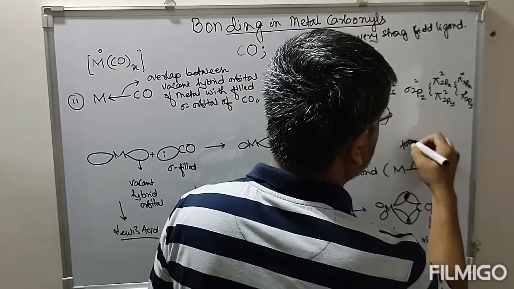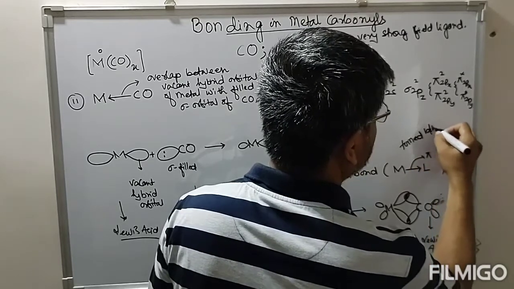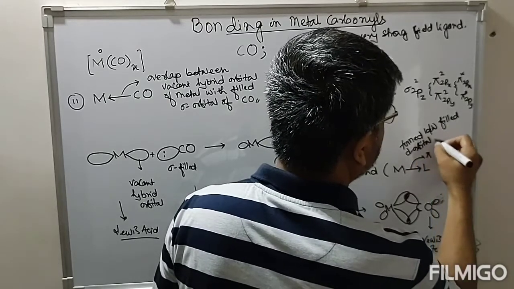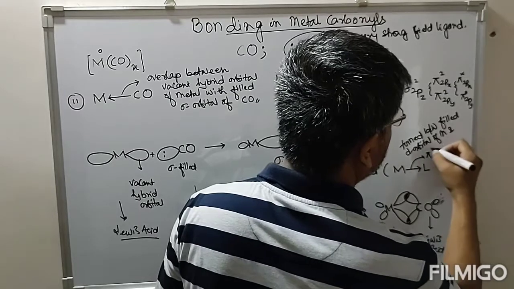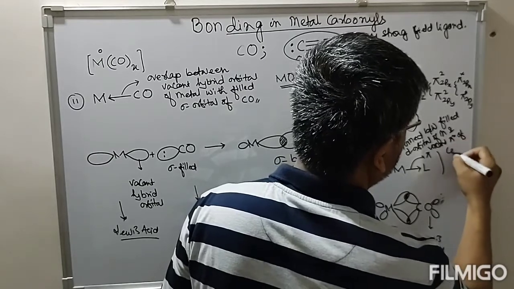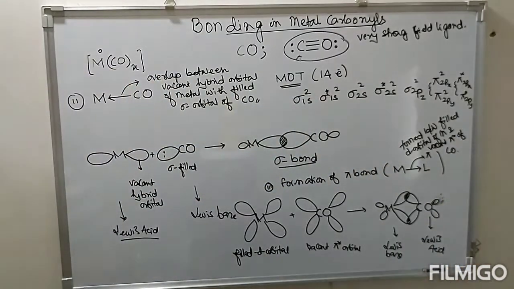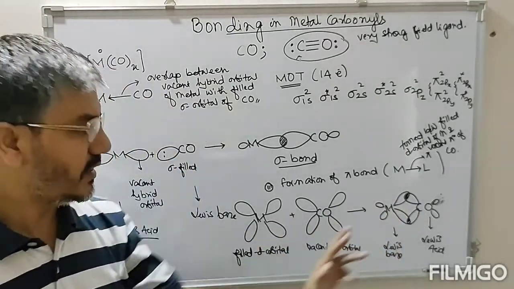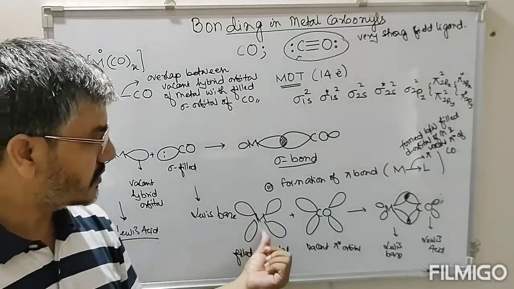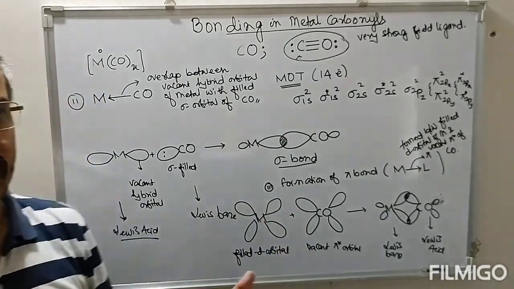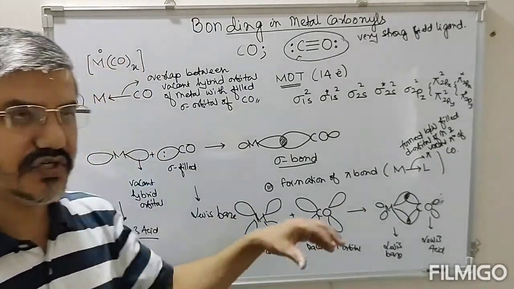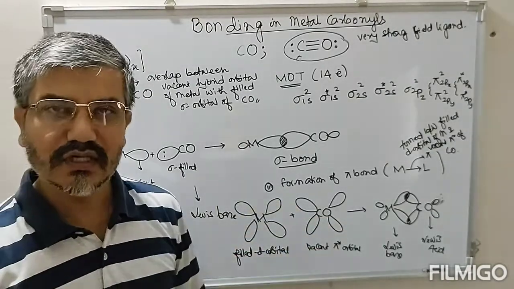The pi bond is formed between the filled d orbital of the metal and the vacant pi star of carbon monoxide. So because of this back donation, electron density on the metal will increase. So at the end of the day, the electron density on the metal remains unchanged. As the electron density remains unchanged, the potential energy will be the least. As the potential energy is the least, this will be the most stabilized.